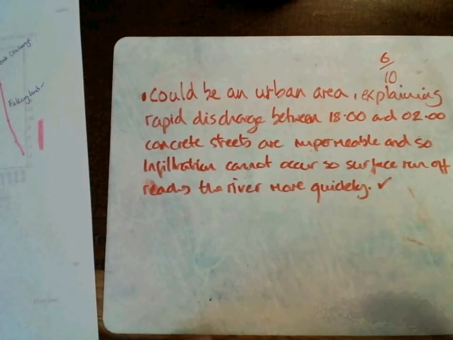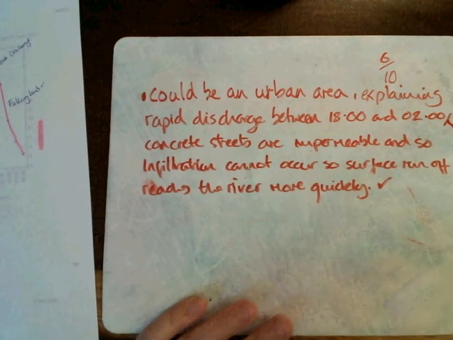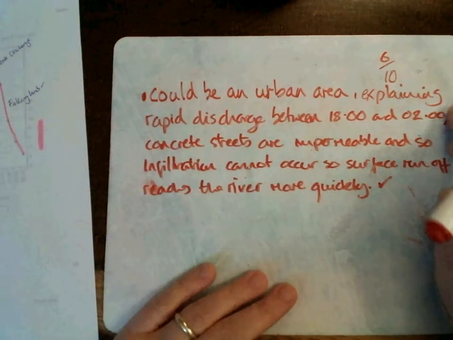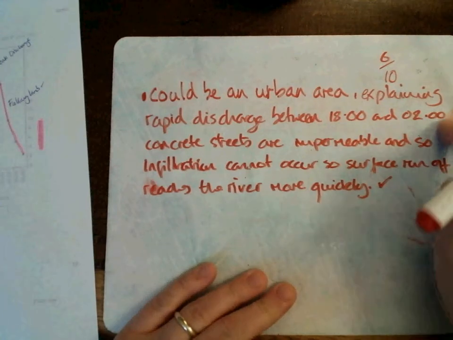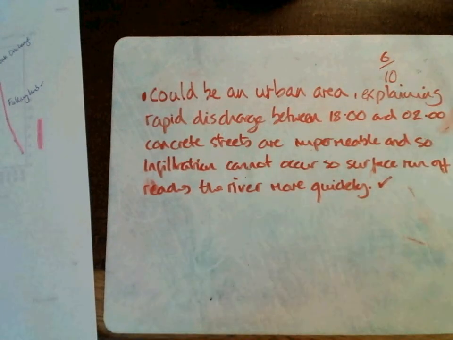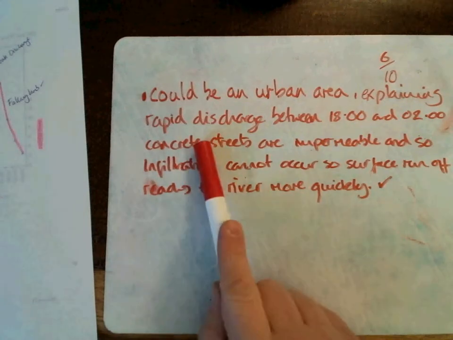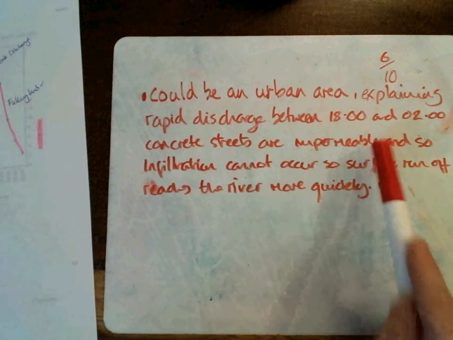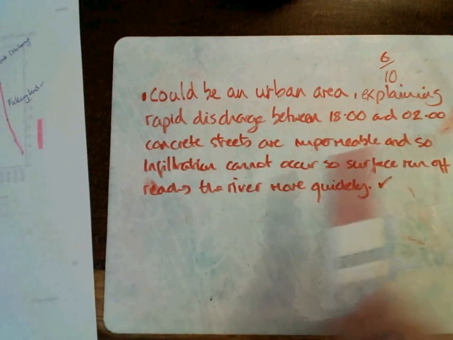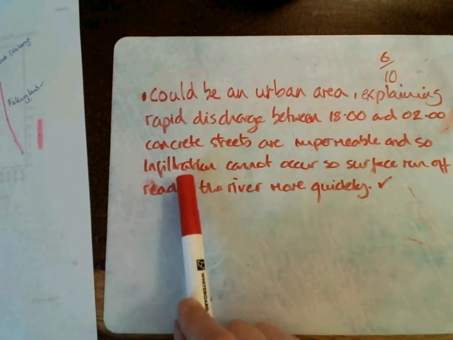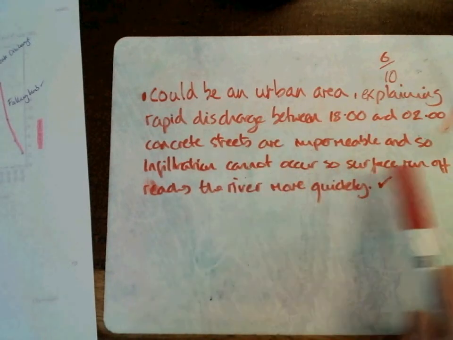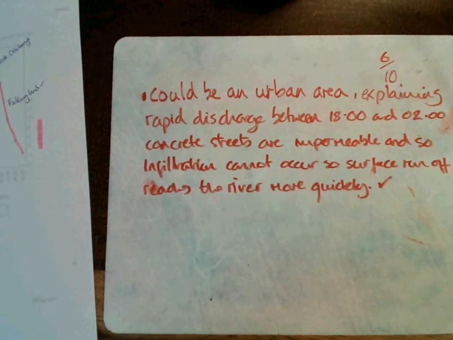Immediately, if you stop there, I'm going to give this symbol and say, you've not said enough. You've not developed your point fully. I need to see some understanding of the technical processes at play here. Concrete streets are impermeable. Good. A technical term defining a process. And therefore, infiltration, another use of a technical term, cannot occur. And the impact of this is that surface runoff reaches the river more quickly.